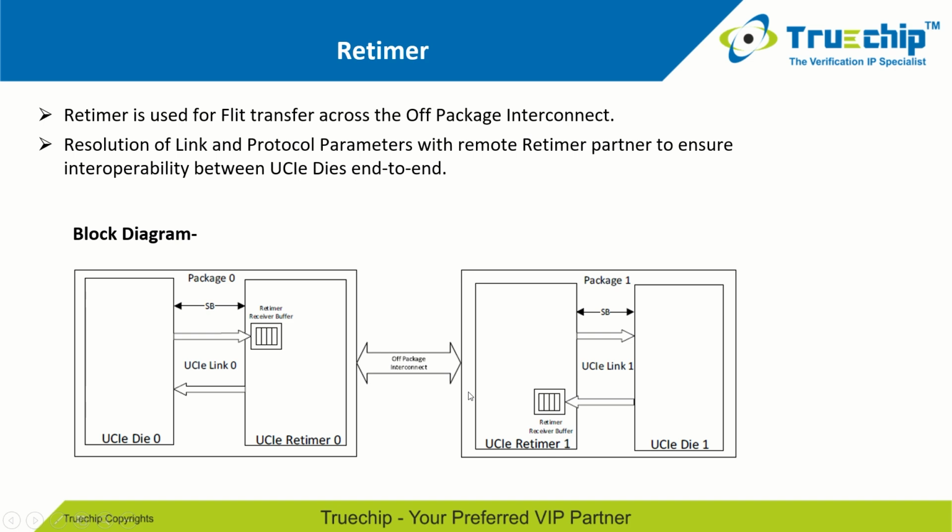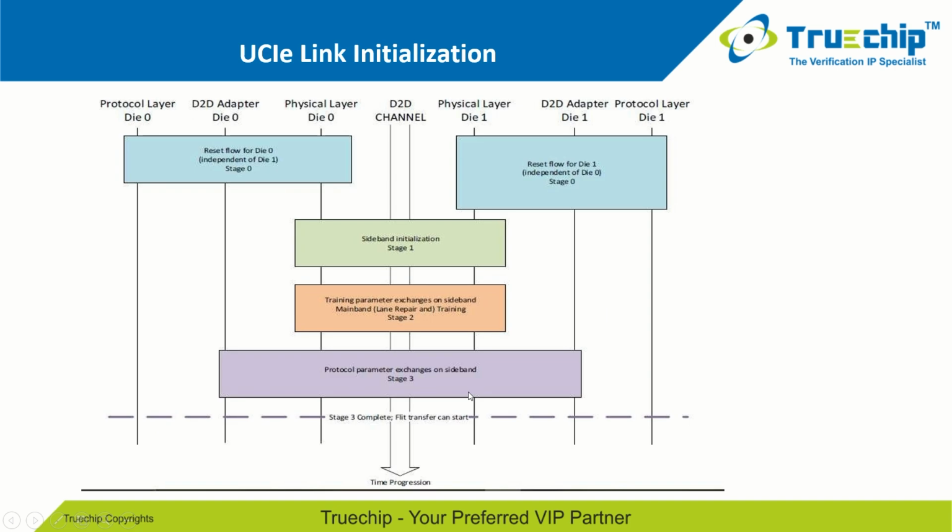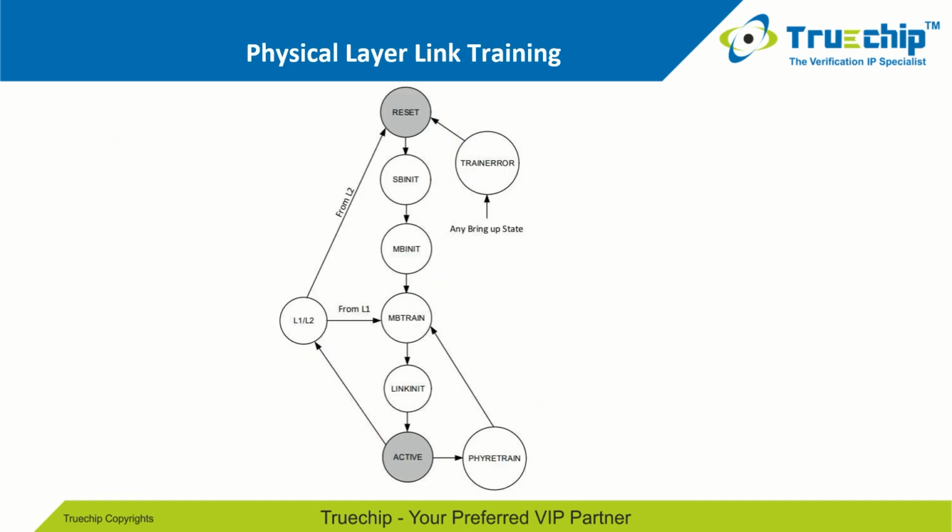So here is the UCIe link initialization, which covers some steps like sideband initialization, training parameter exchanges on sideband, mainband training and protocol parameter exchanges on sideband. And lastly, the Flit transfer can begin after the completion of the third stage.